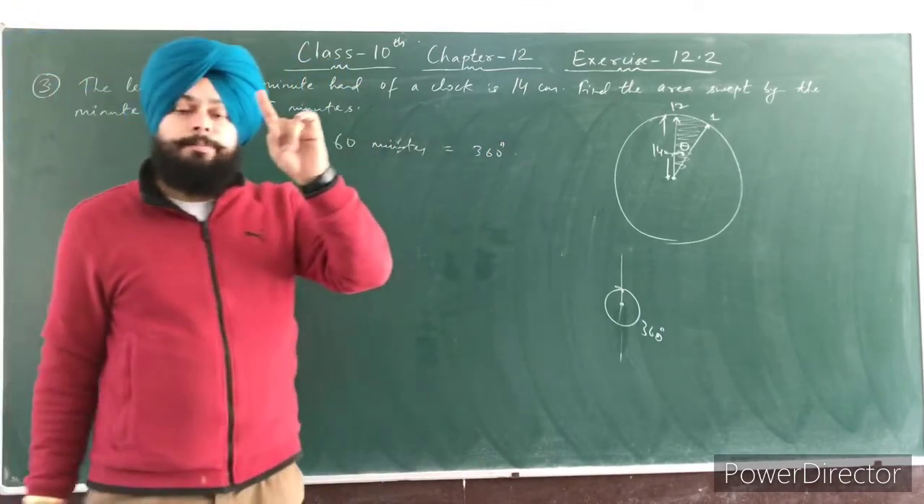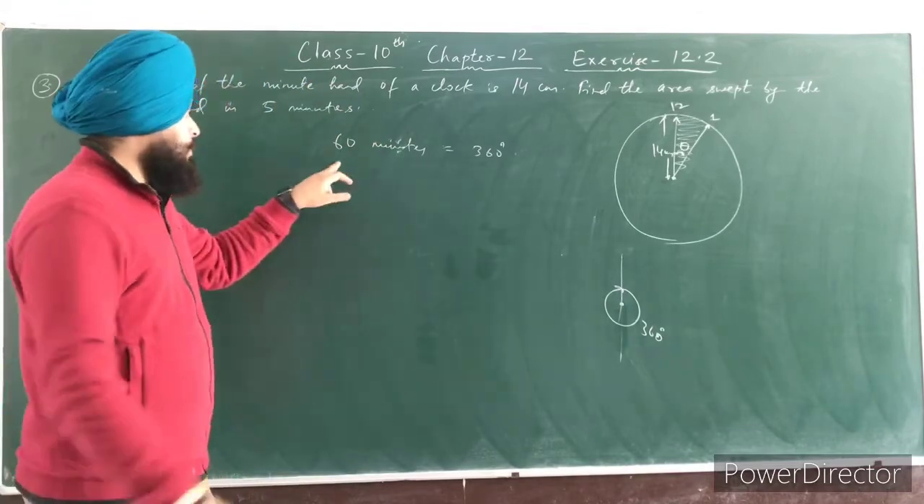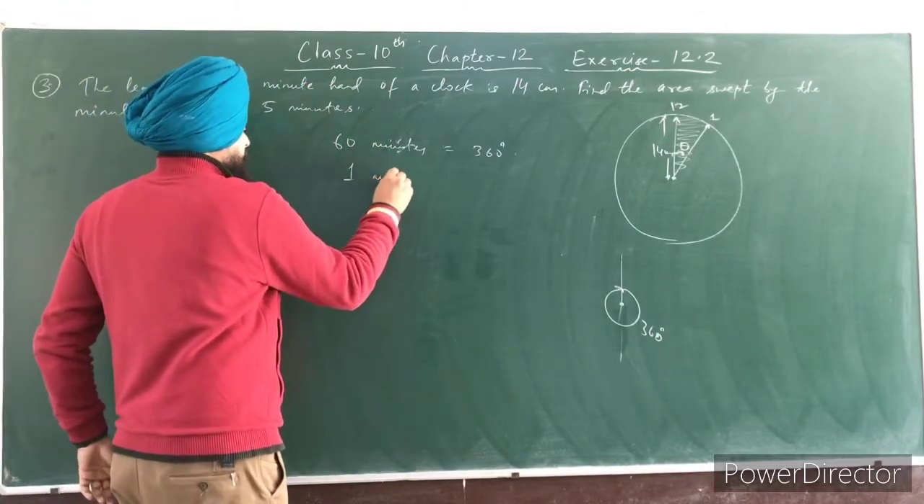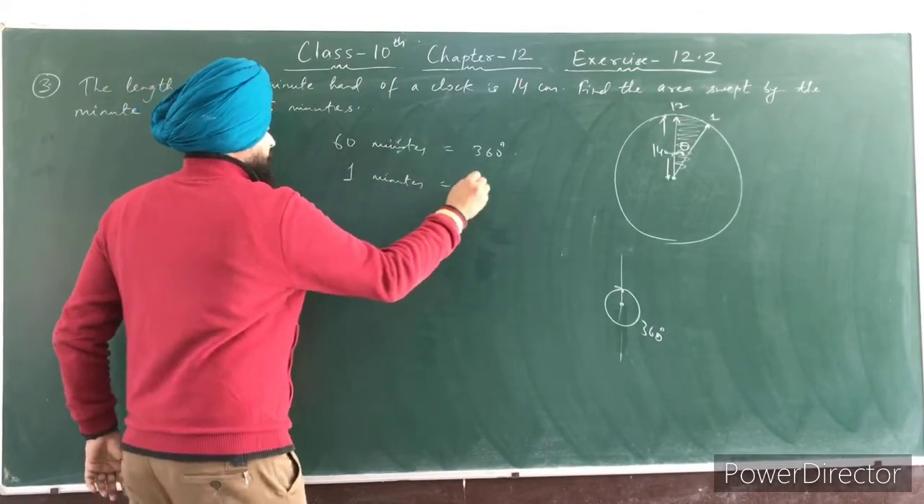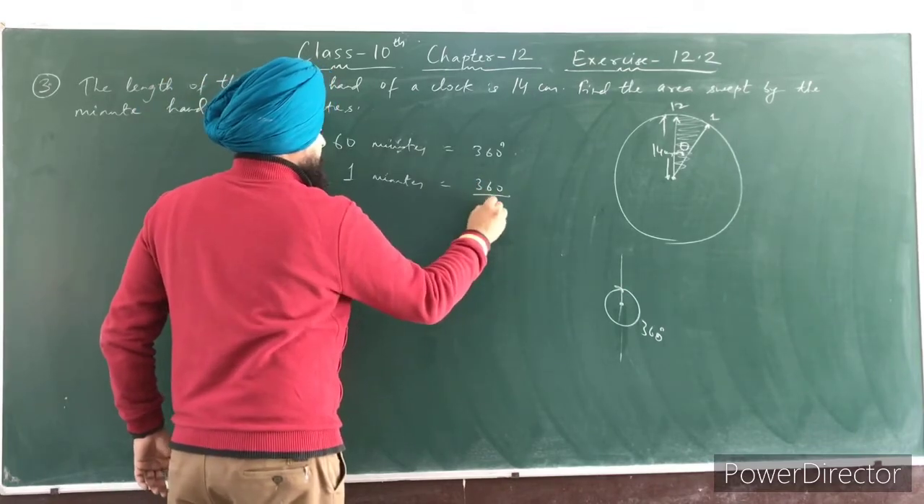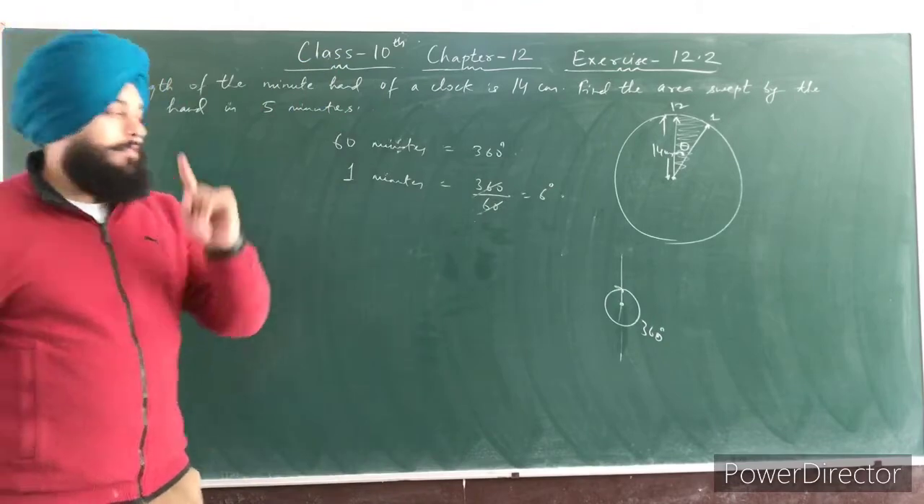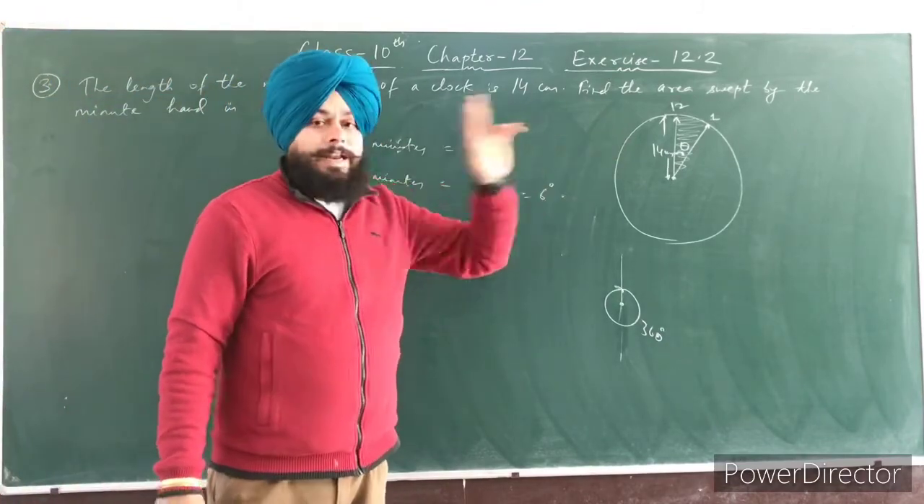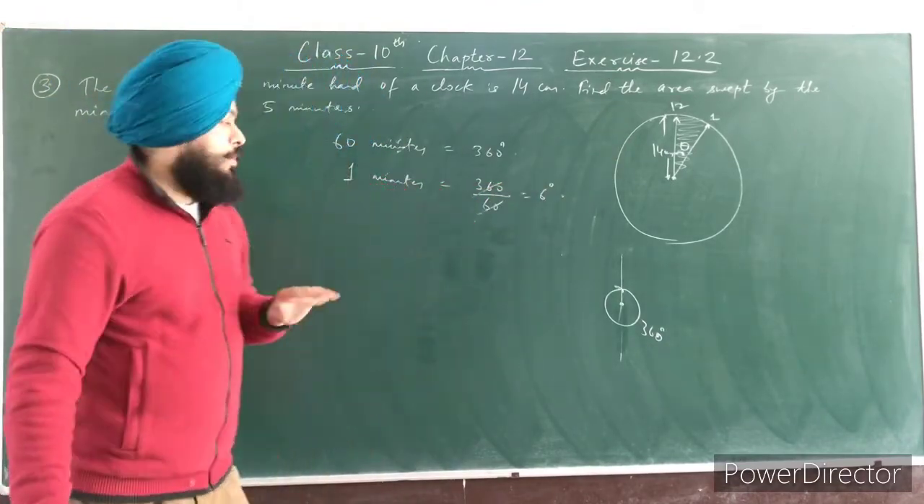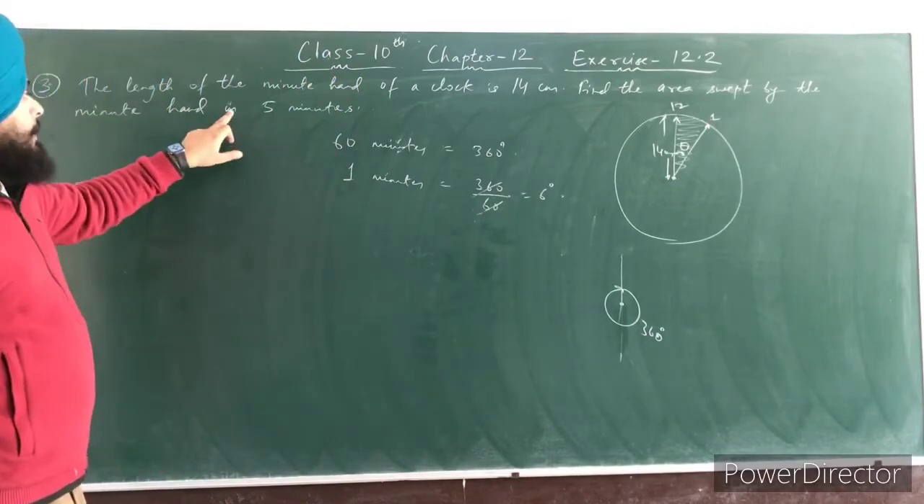It means one complete revolution. So in 1 minute, theta is 360 over 60, that is 6 degrees. It means in 1 minute the minute hand covers 6 degrees. So we will find it for 5 minutes.